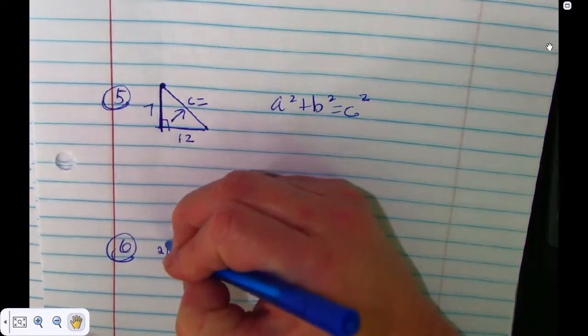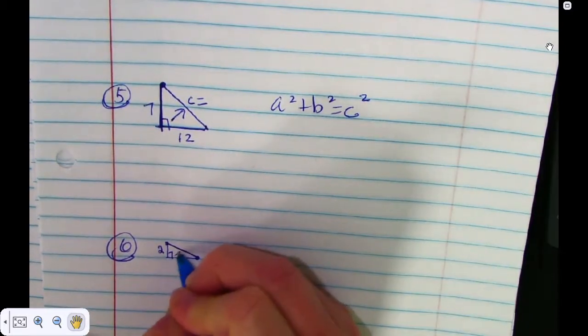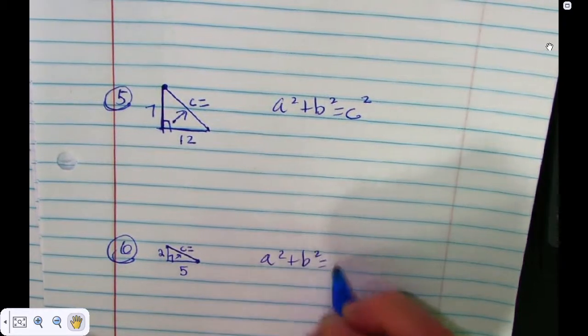Okay, so as the crow flies, that means how far across here? Here's your right angle, so you're finding C again. And you're going to use A squared plus B squared equals C squared.